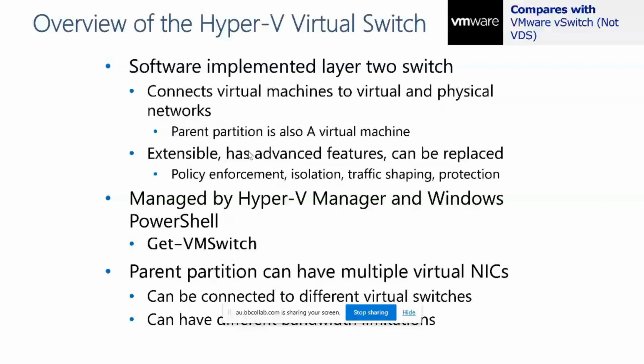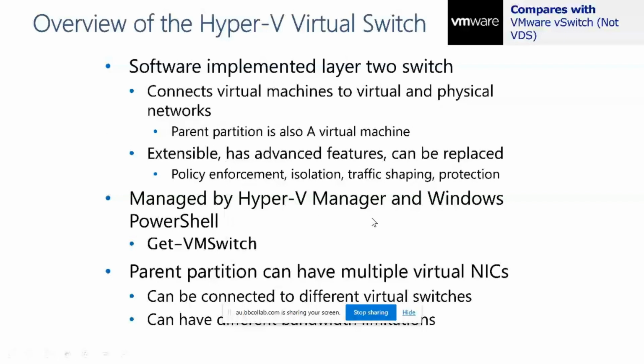So the virtual switch from Hyper-V is extensible. Extensible means you can extend it. It has advanced features that can be replaced. You can have policy enforcement, isolation, traffic shaping, and protection. Remember that, we did all that in vSphere, right? Same thing, same idea, okay?